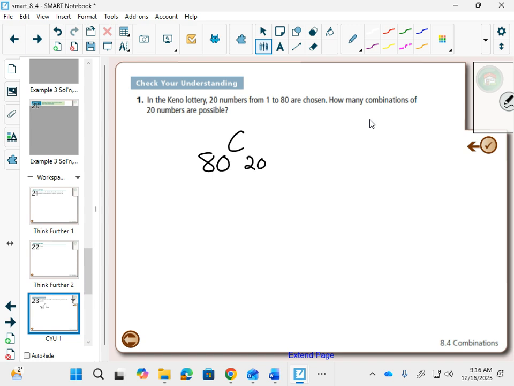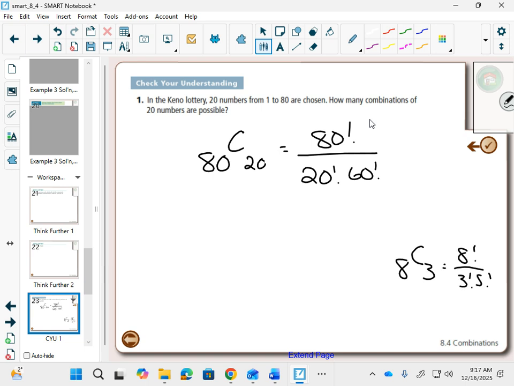Actually, I find the combinations formula really easy to remember compared to the permutations formula. With 80 choose 20, you're going to have 80 factorial on the top. On the bottom, you're going to have 20 factorial and one other number, and the bottom two always add up to the top one. So with that strategy it's really quick: 8 choose 3 is 8 factorial over 3 factorial, 5 factorial, without having to plug things into the formula.